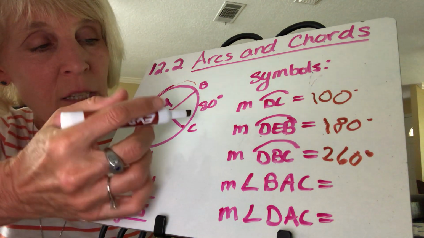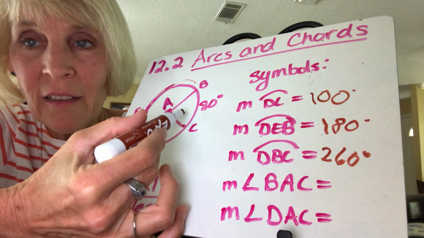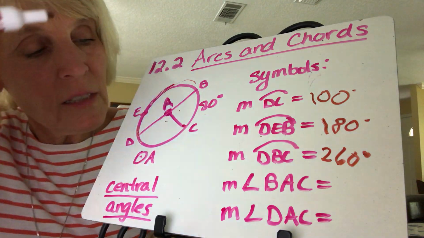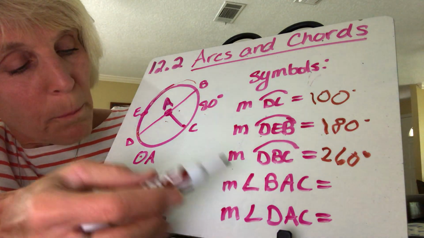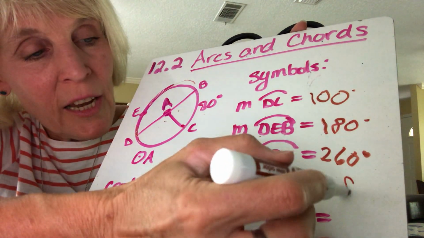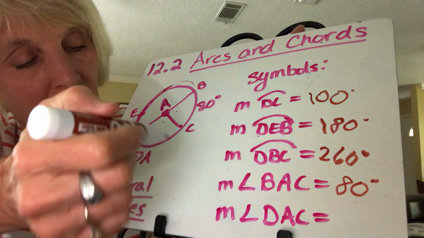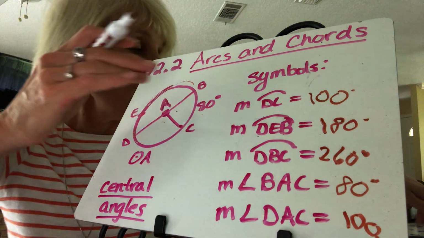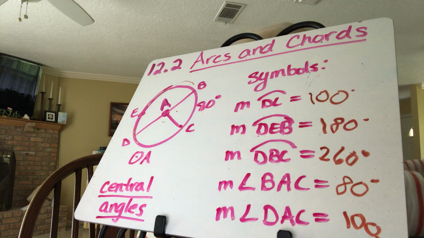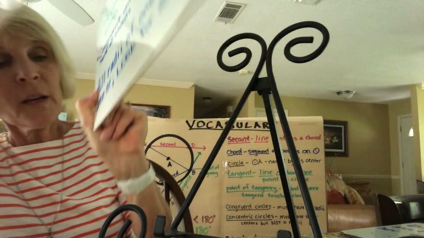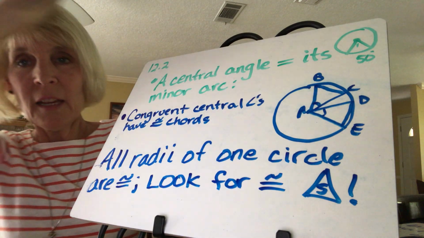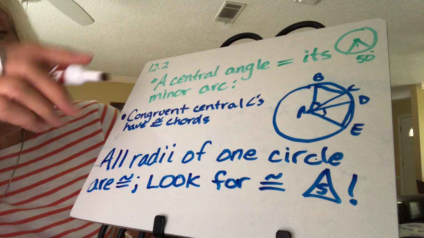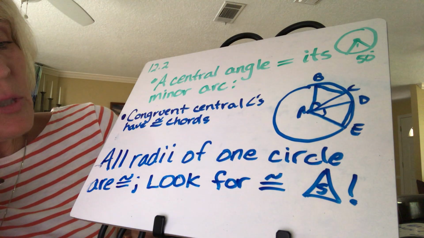And it's very, very easy because the central angle is exactly the same as its arc. So this angle is 80 degrees. This angle is 100 degrees. So the measure of angle BAC is just 80 degrees, and DAC is just 100 degrees. So our fact from this is a central angle, and I do want you to write that in your notes. A central angle is always equal to its minor arc. So whatever the angle equals, then the arc is equal to that.